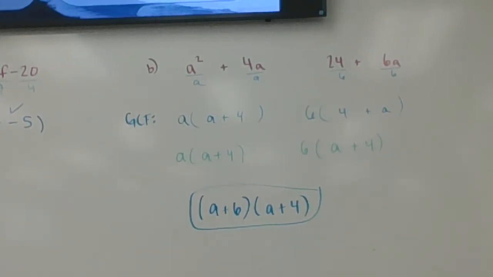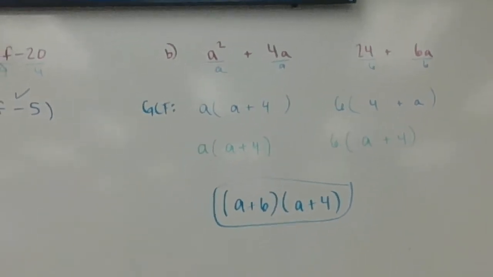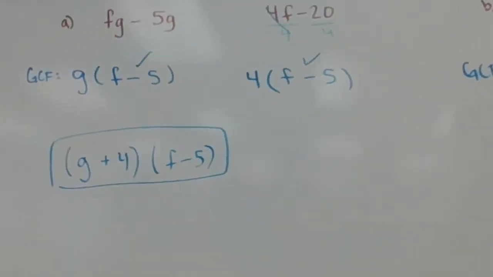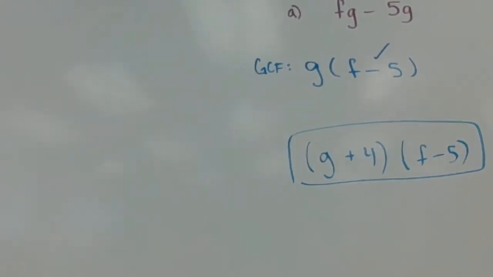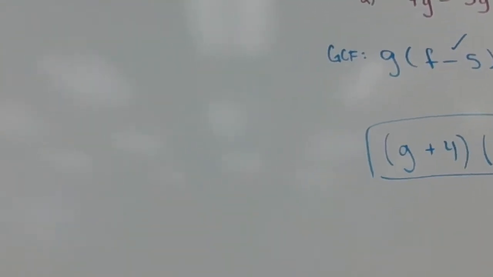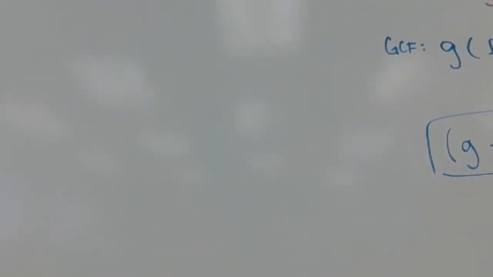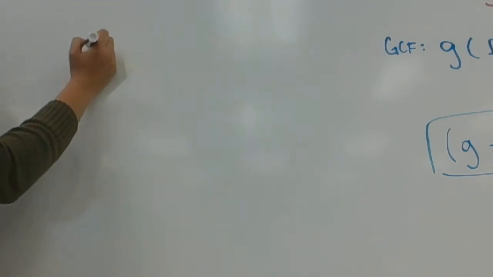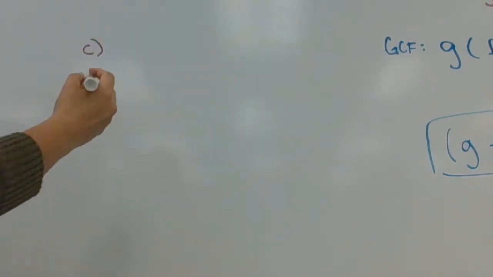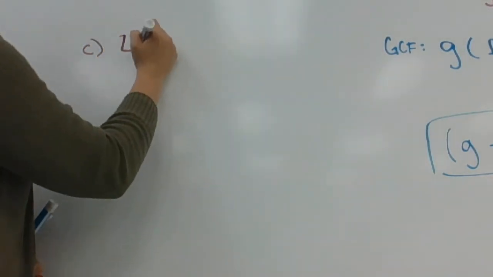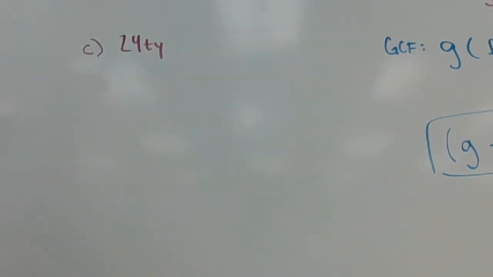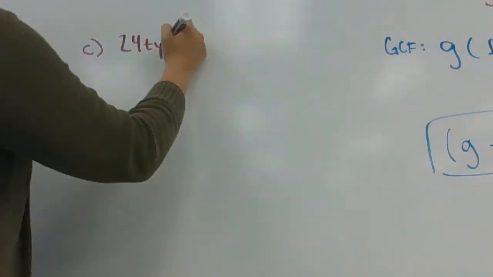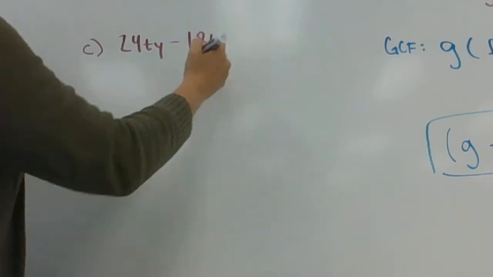Ready for the third one? Too many variables? Just a polynomial with 4 terms. They didn't give it a special name. Quadranomial. They should have called it, but they didn't. 24ty minus 18t.